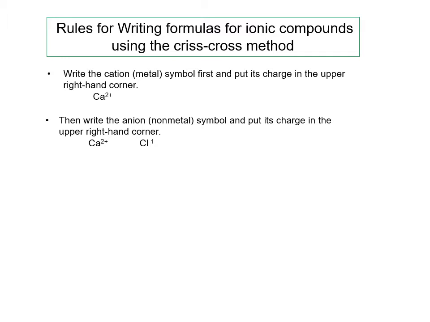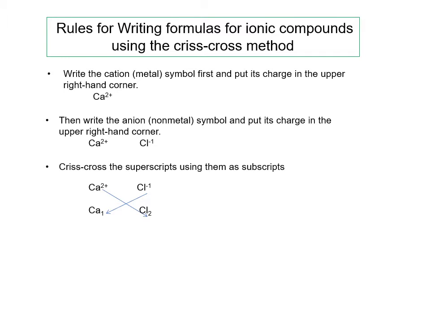Then we write the anion, which is usually the nonmetal. We write the symbol for it, and we put the charge that it would like to have in the upper right-hand corner as well. And then we just cross over their charges. So the superscript that was the charge of the cation now becomes the subscript of the anion, and vice versa. So the -1 here from the chlorine now becomes the 1 for the calcium as its subscript.